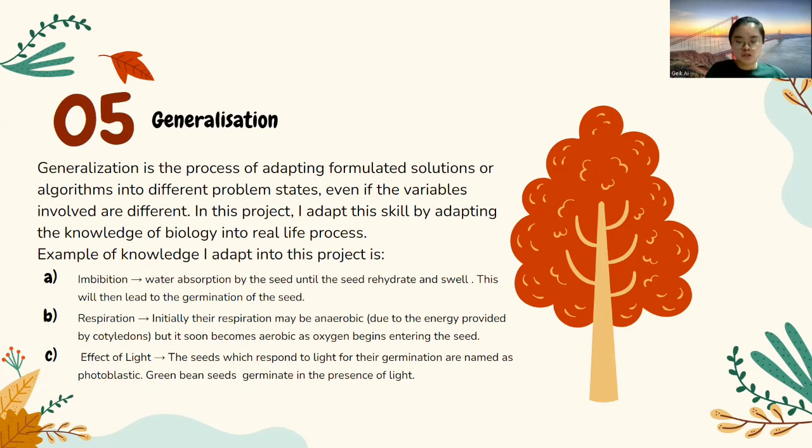The second biology knowledge I apply into this project is respiration. Initially, their respiration may be anaerobic because they rely on the cotyledon to supply the energy needed for growth. But soon it will become aerobic and it needs oxygen to continue further respiration. And the third biology knowledge I apply into this project is the effect of light. The seeds that respond to light for their germination are called photoblastic. Green beans are an example of photoblastic seed.